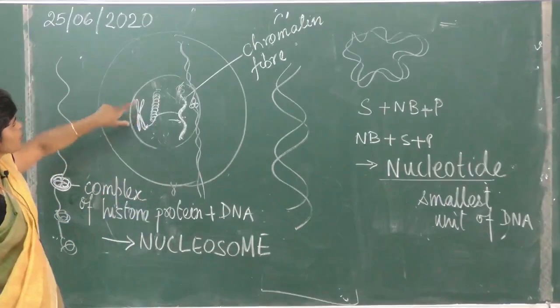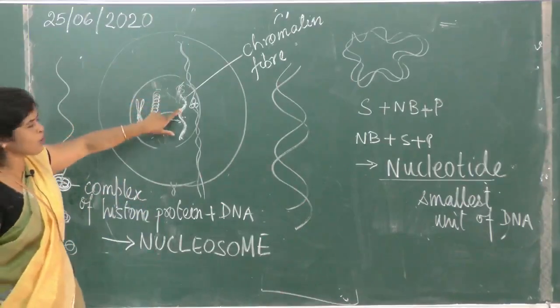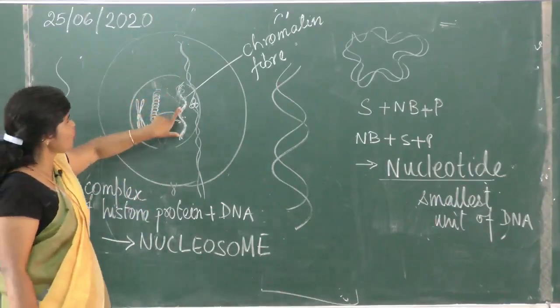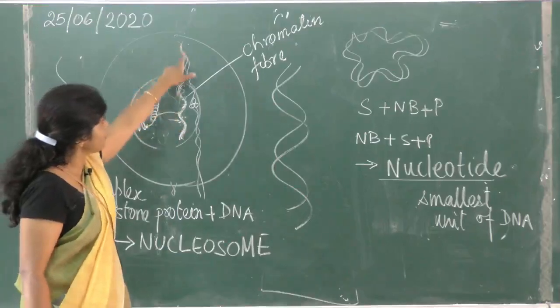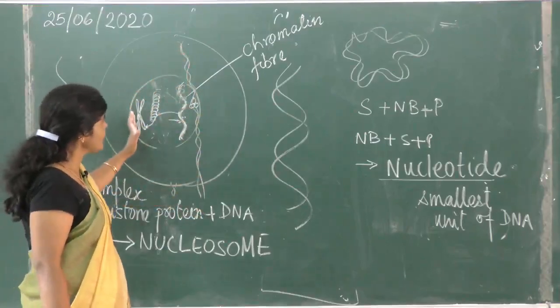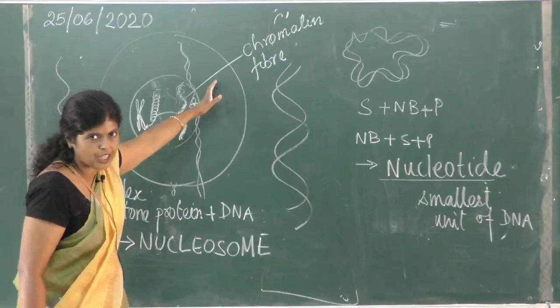So what is chromosome? Chromosome is a coiled chromatin fiber. And what is chromatin fiber? Chromatin fiber is coiled DNA. So what is chromosome? Chromosome is actually DNA.